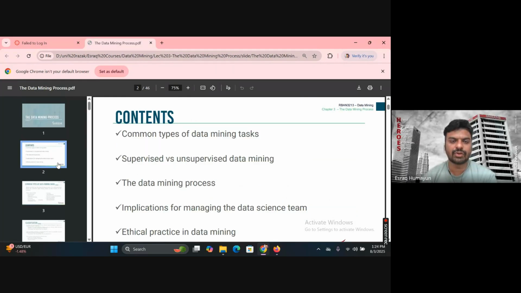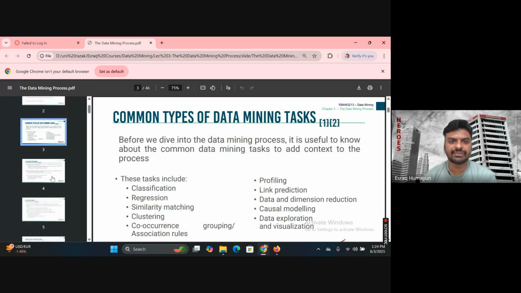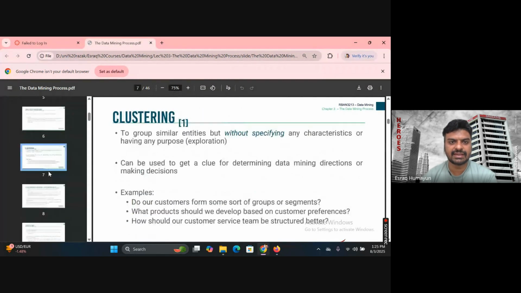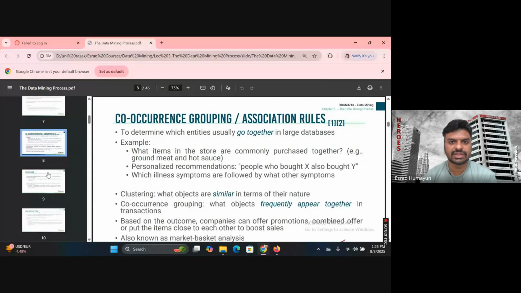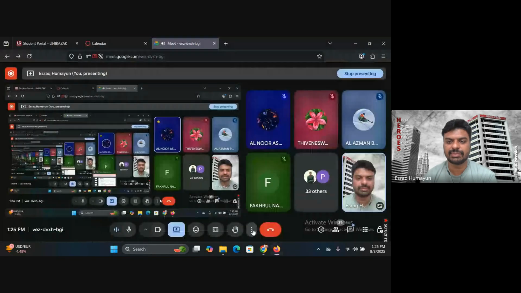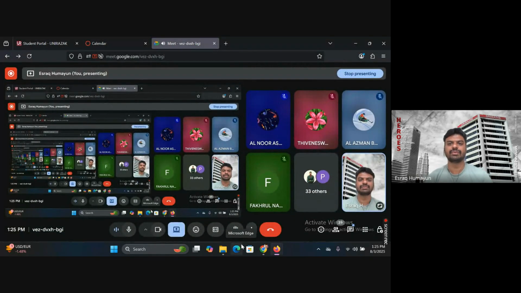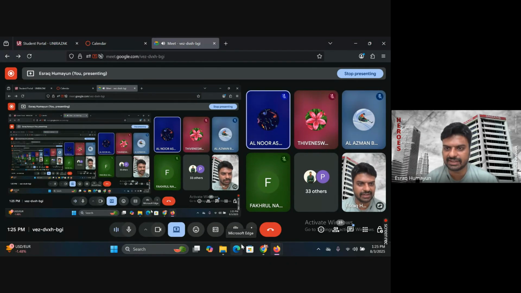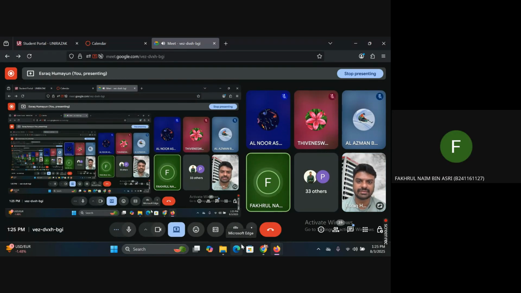So we have already covered classification, regression, then similarity matching, then clustering, association rules, and profiling. So are these things a little bit difficult for you, or do they look very easy for you? Have you understood all this? Doable, sir. Easy or hard? Sir, madam? Easy, just I would say medium, sir.